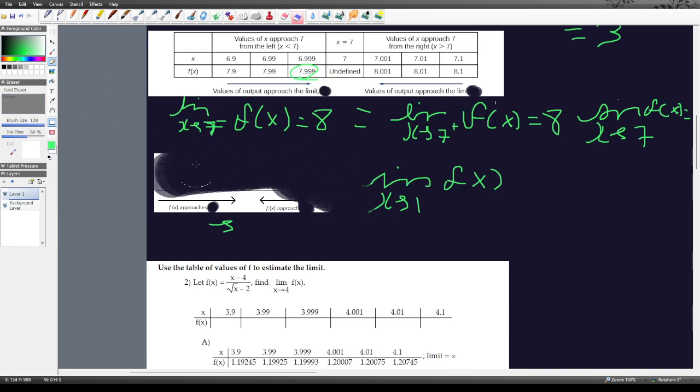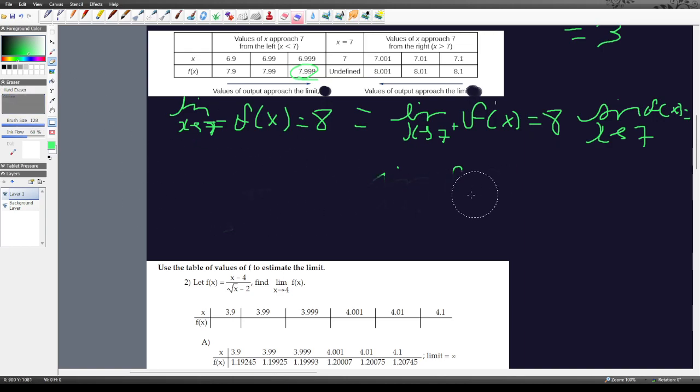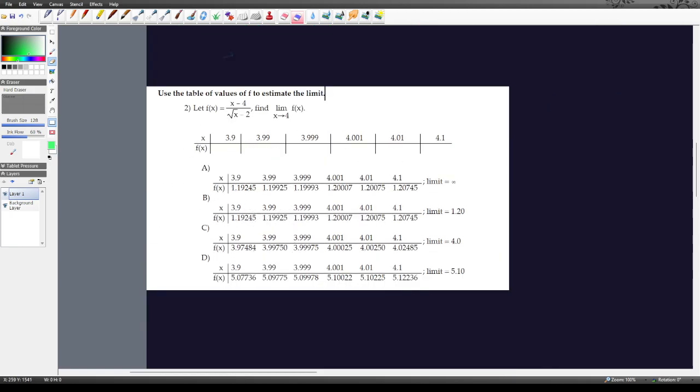So let me just erase this and move on to this one, multiple choice. Give it a try and come back. Okay. There's a shortcut for this, but you'll learn it in a later lesson. But I'll give it a glimpse here.